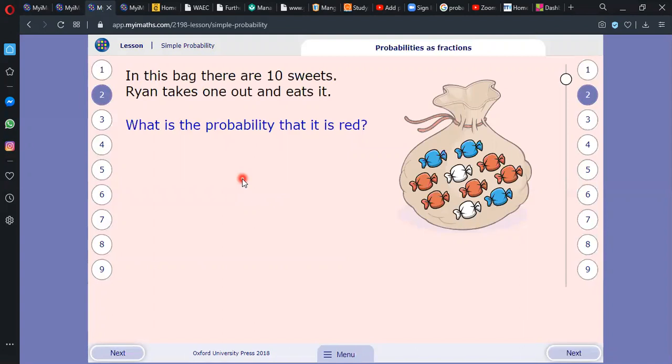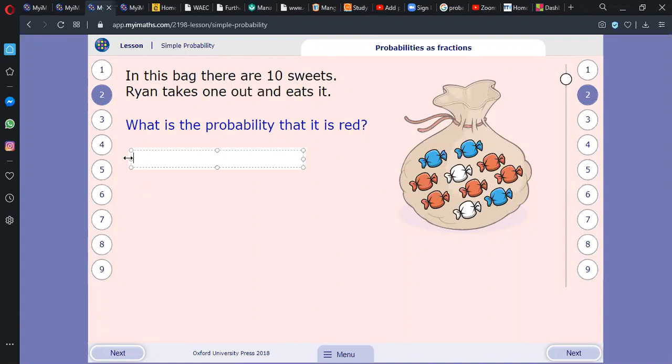In this bag, there are 10 sweets. Ryan takes one out and eats it. What is the probability that it is red? Okay, I'm going to quickly go into a very important aspect of simple probability.